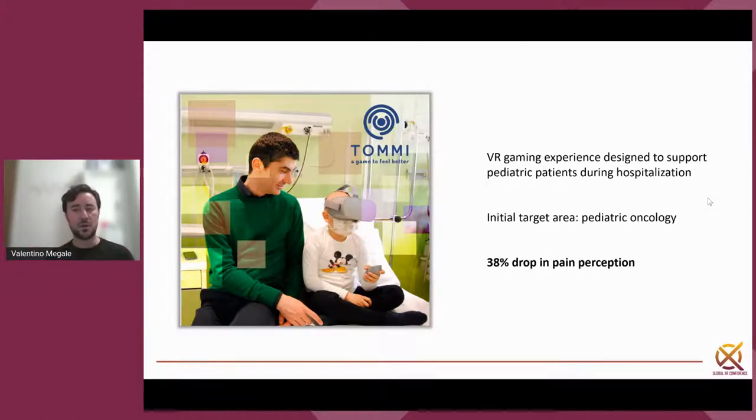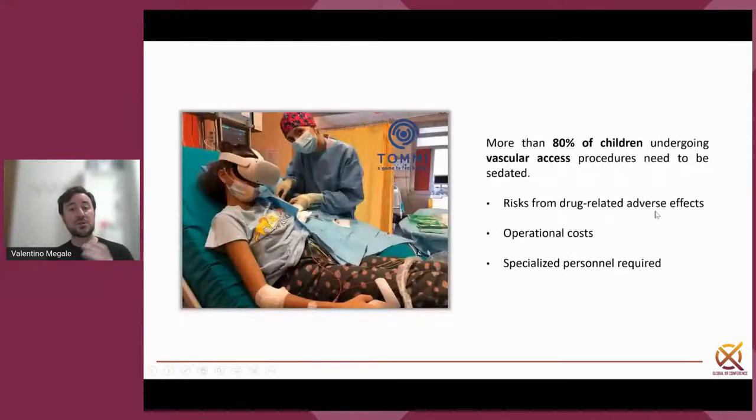Beside pediatric oncology, starting last year, we have been contacted by a new group of hospitals here in Italy, specifically at the beginning the Fatebenefratelli Hospital in Milan. We started to apply Tommy and our solutions to a new area, the vascular access routine. During the vascular access routine, normally more than 80% of children undergo sedation, because it's important to sedate them to complete the procedure successfully. Of course, administering drugs is risky because it can generate adverse effects for patients. It is costly because you need specific spaces and specialized personnel. So it's costly, time-consuming, and potentially risky for patients.